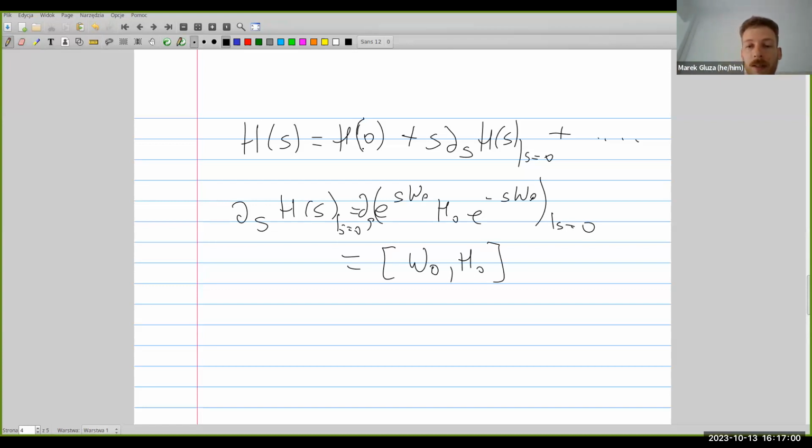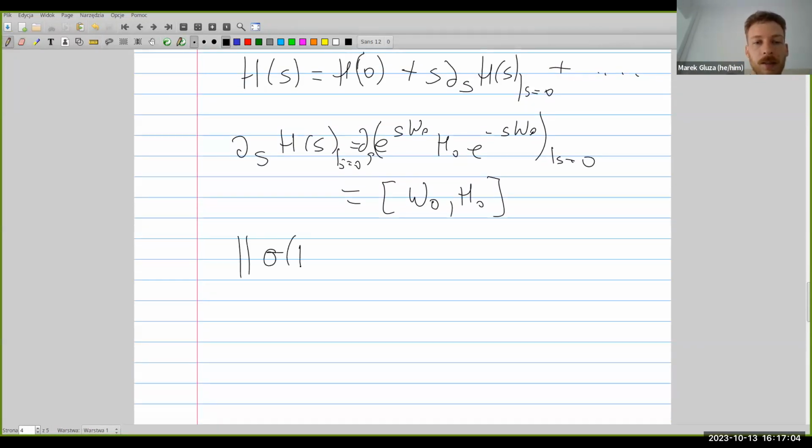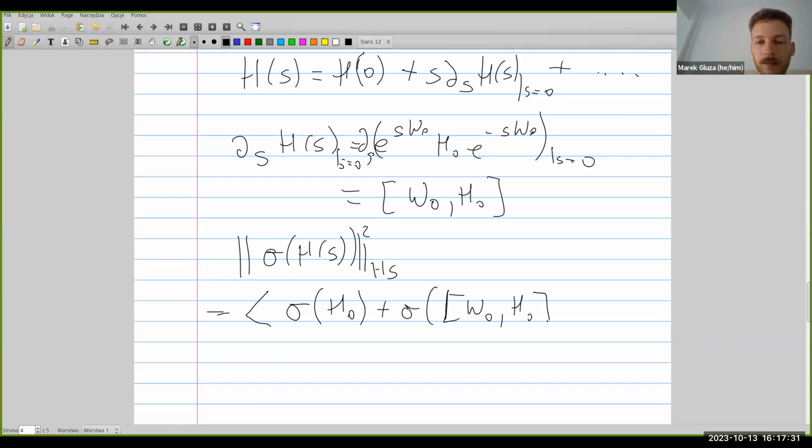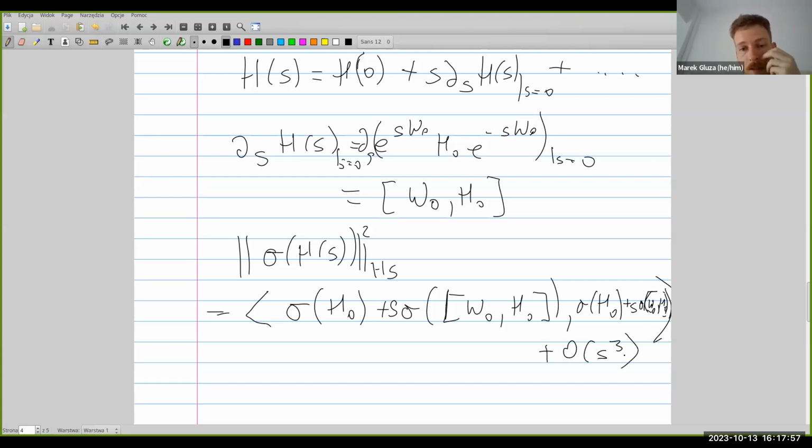So now maybe let me make a proof sketch. Sigma of h of s squared is the scalar product of sigma of h0 plus s times sigma of the bracket [W0, H0], with the same thing, h0 plus s times that derivative already evaluated at the right spot, sigma of [W0, H0], close this commutator, plus all of s to the power 3, right? All of s to the power 2.